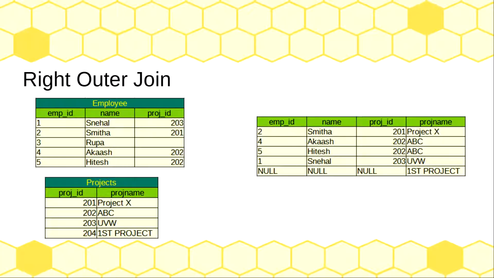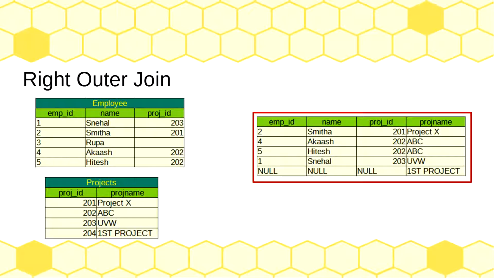Now let's see right outer join. This is a small example of how right outer join works. This is the same employee and projects table as before, but in projects I have added another project that is not linked to any employee. So when we give a right outer join for these two tables, we get this output.